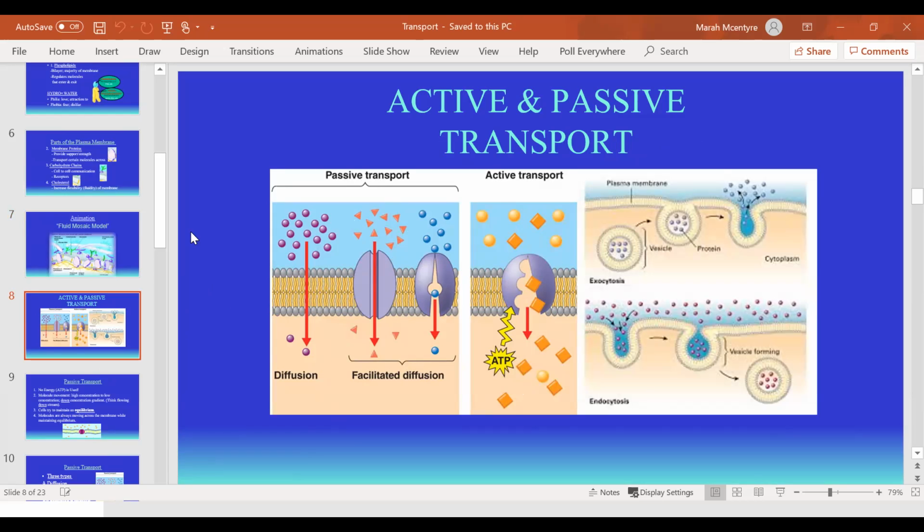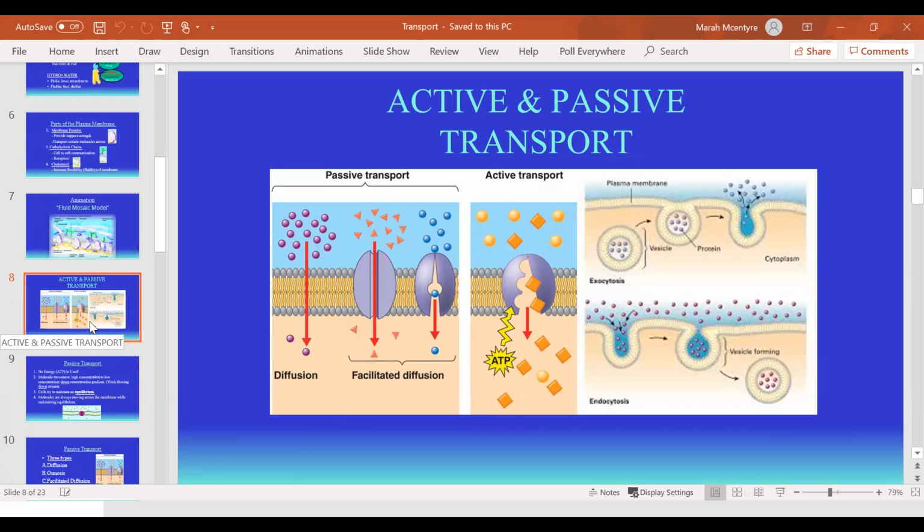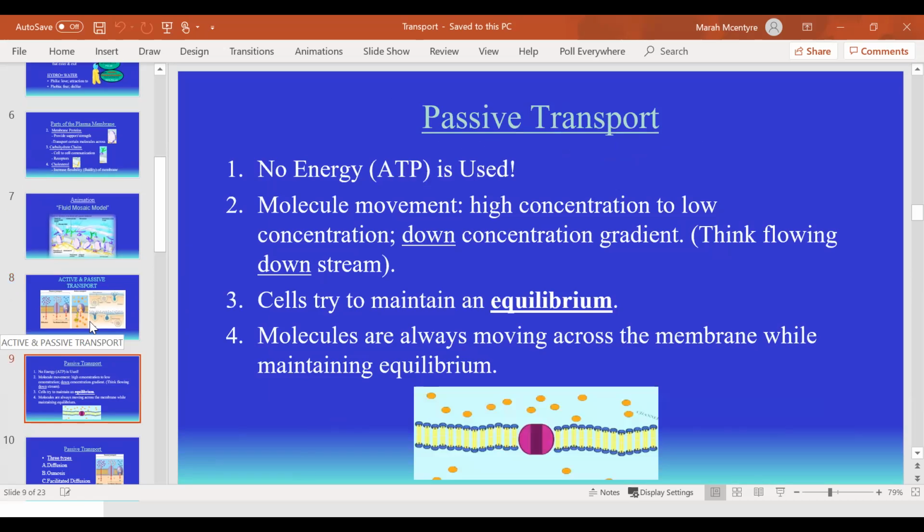The main difference between these two is one uses energy and one does not. Passive is not going to use any ATP or energy, and active, you can see energy is being put into the process. So active is going to use energy. So let's start with passive. Passive transport, no energy is used. The molecule movement is going from high to low concentration, down the concentration gradient.